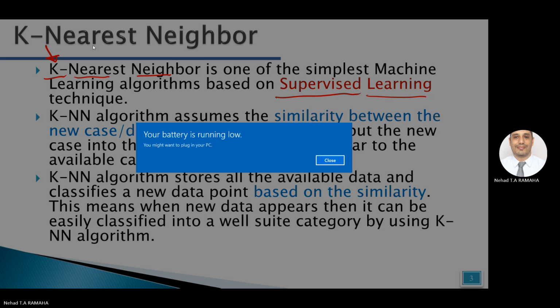So K means the number of neighbors. Okay, so we look to similar data in a specific category. Let's go directly.